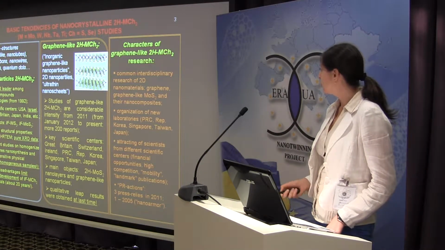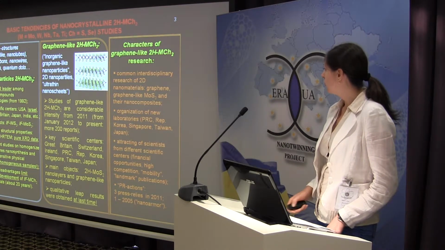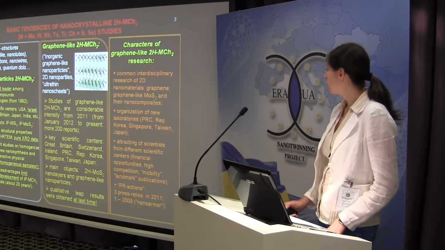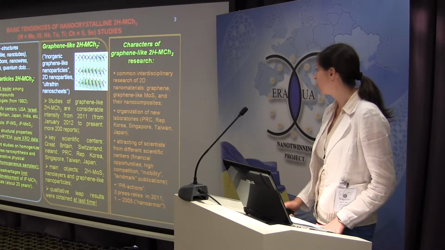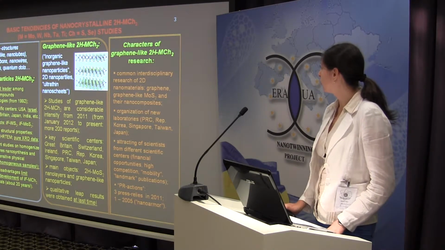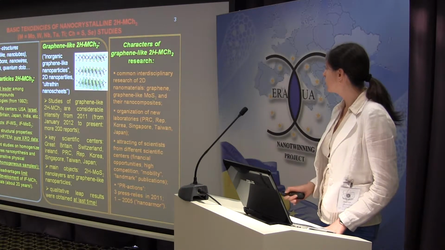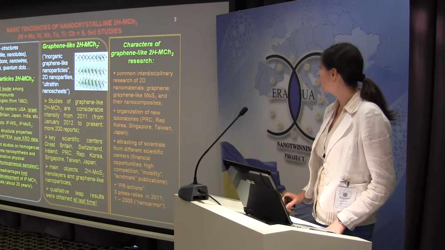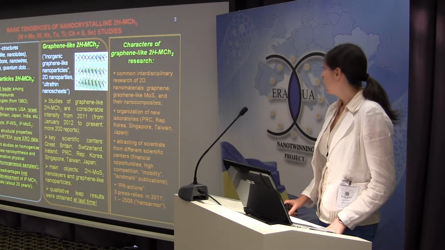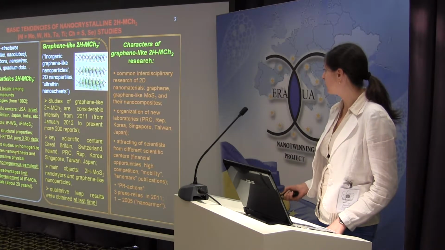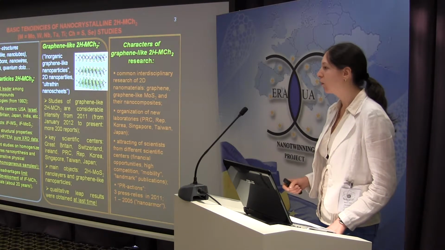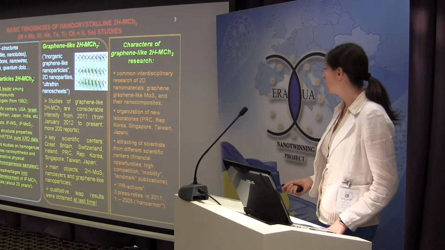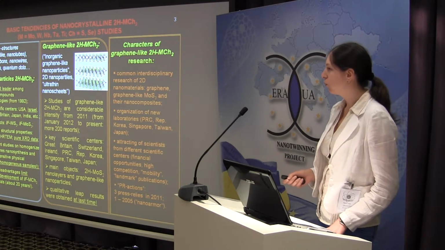Centers are situated in Great Britain, Switzerland, Ireland, Korea, Singapore, Taiwan, Japan, and others. The main objects are nanolayers and graphene-like nanoparticles of molybdenum disulfide. Characteristics of graphene-like research are common interdisciplinarity of 2D nanomaterials, graphene, graphene-like molybdenum disulfide, and their nanocomposites. Organization of new laboratories, attraction of scientists from different scientific centers, financial opportunities, high competition, mobility, and landmark publications. There were, for example, 3 press releases in 2011 and 1 in 2005 about nano-armor.